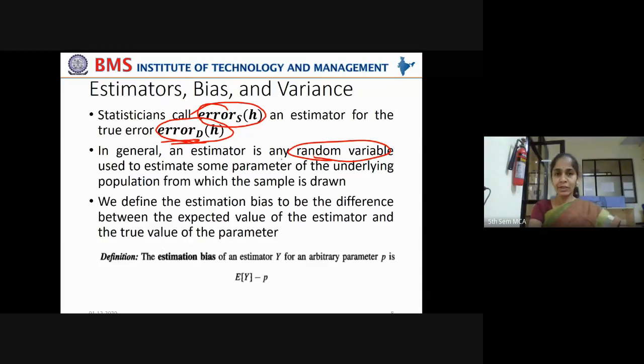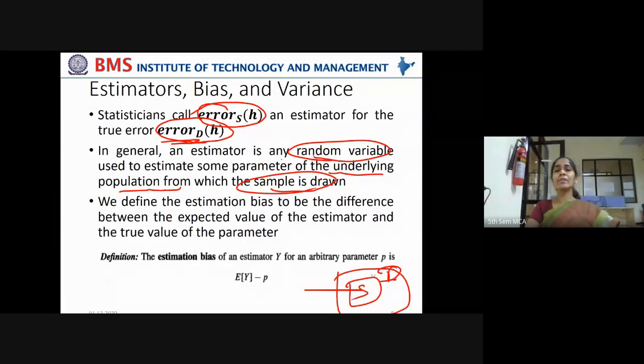And in general, an estimator is any random variable used to estimate some parameter of the underlying population from which the sample is drawn. Here our sample is taken from a larger population which has distribution D, and that sample error we are finding. Now this sample error is just an estimation of the error that would be made with the unseen data, that would be made with the larger population's data.